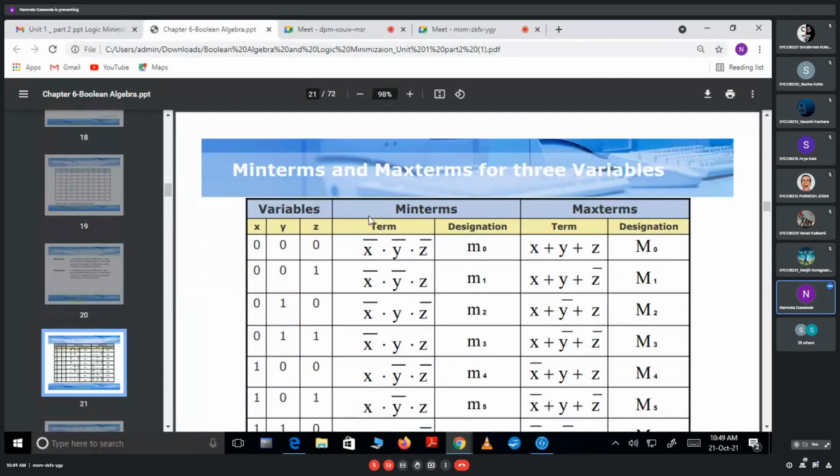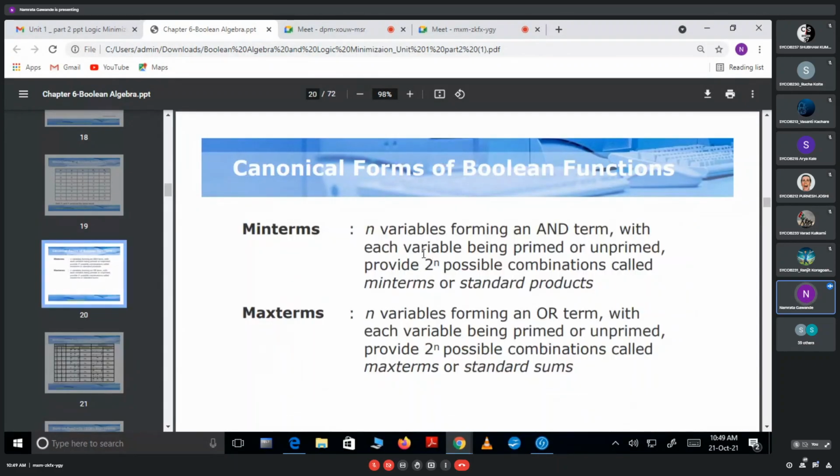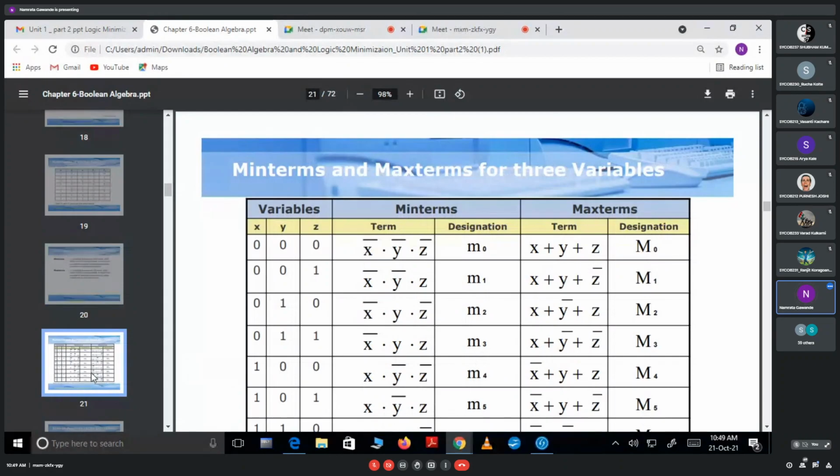Now, what is a min term? A min term is nothing but n variables forming an AND term. Students, here in the min term table, there are two columns: the first one is the term, and the second one is the designation. The designation is the short term that indicates the min term and max term. Why is the bar given here? What is the significance?